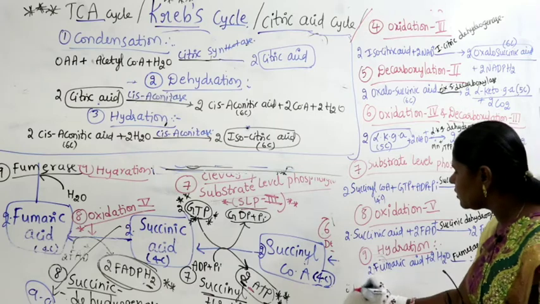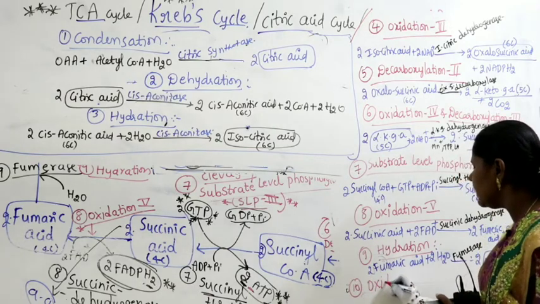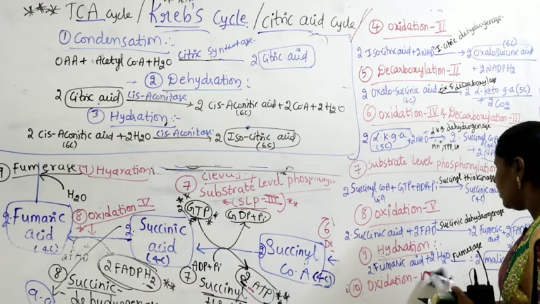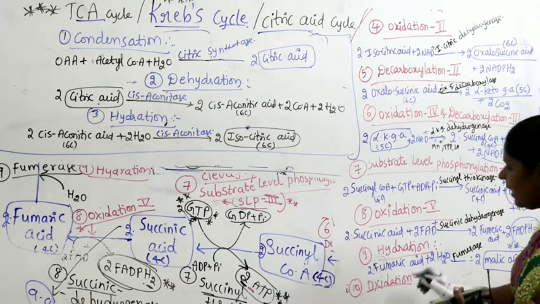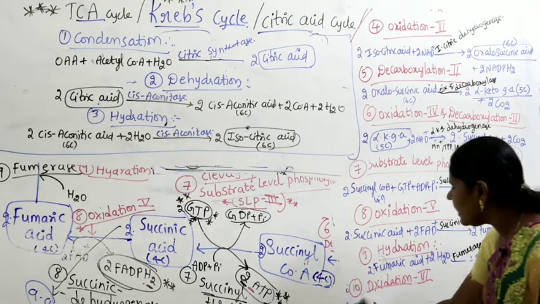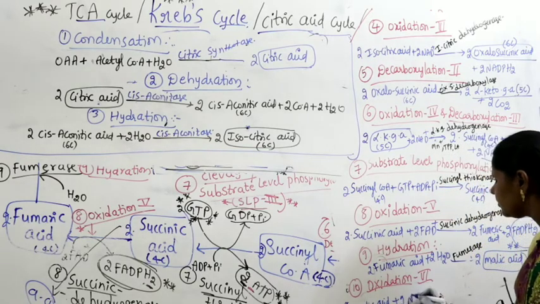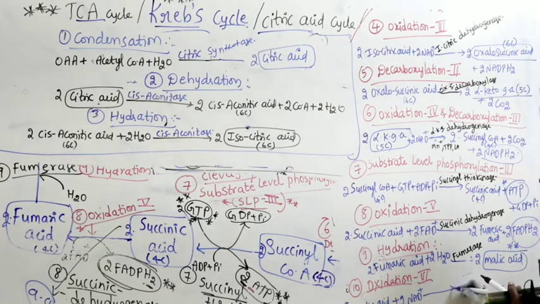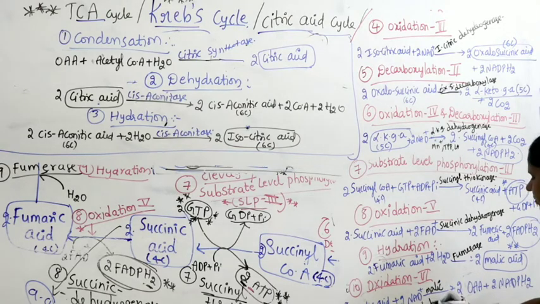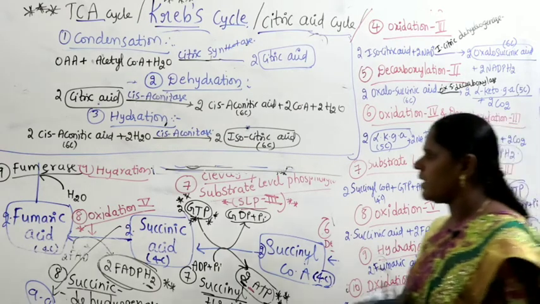And what is the 10th reaction? 10th reaction is oxidation number 6. So what happens in this last step? Malic acid plus 2 NAD plus converts into 2 oxaloacetic acid, plus there is a production of 2 NADPH2. And what is the name of the enzyme? Malic dehydrogenase. Now look at all reactions here.